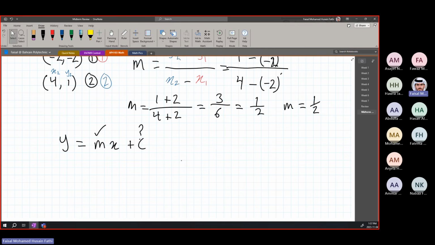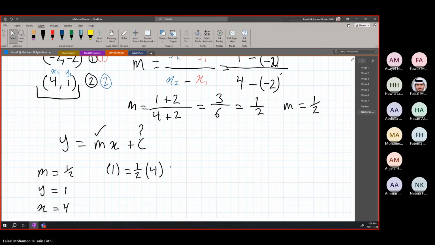Very simple. Let's choose point number 2. You need to choose 1 point. So now we know, first of all, m is equal to 1 over 2. We know that in point number 2, y equals 1 and x equals 4. We'll substitute all of this in the equation. So y, which is 1, is equal to m, which is half, times x, which is 4, plus c. And now we can just find c.